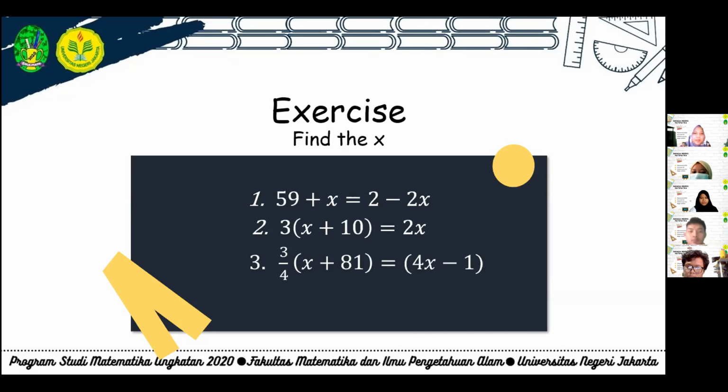And the last number, who wants to try? May I try? Yes, please. Number 3 is minus 18.3. Sorry, that's still wrong. May I try? Yes, please. The answer is 19. Yes, that's right. Thank you.